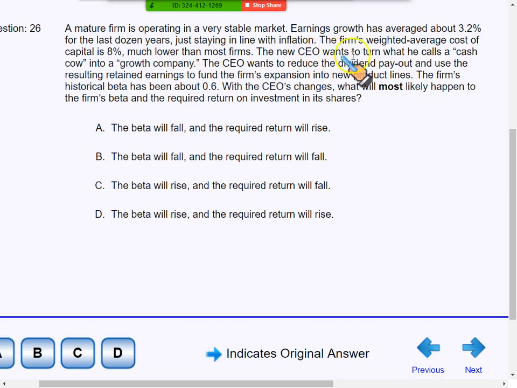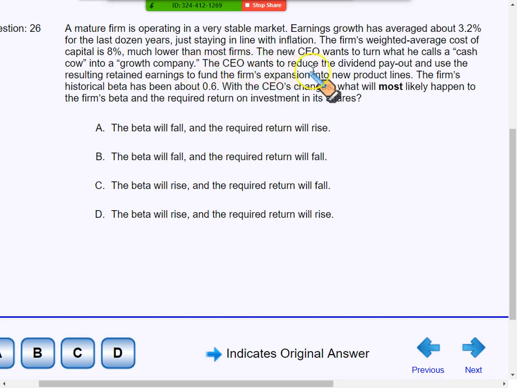The new CEO wants to turn what he calls a cash cow, a company that generates a lot of cash like Microsoft, into a growth company like Apple. So he wants to switch a firm like Microsoft, which is a cash cow generating a lot of money, into a company that is growing rapidly, like Apple Incorporated. That's the idea. The CEO wants to turn a growth company into a star. So cash cow into a star.